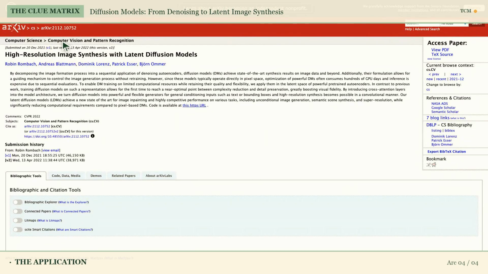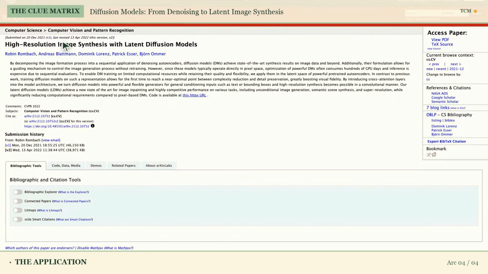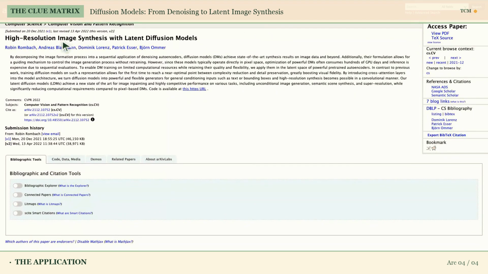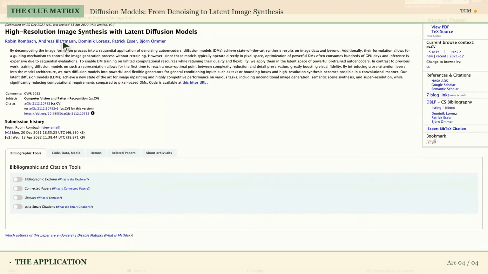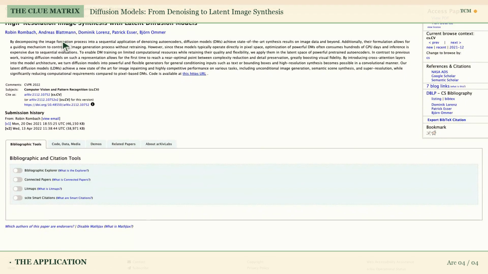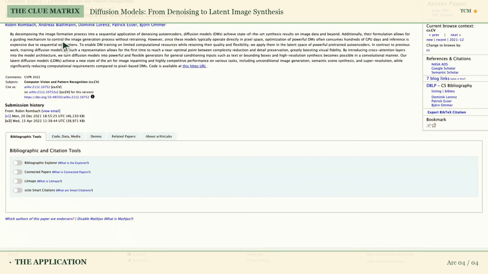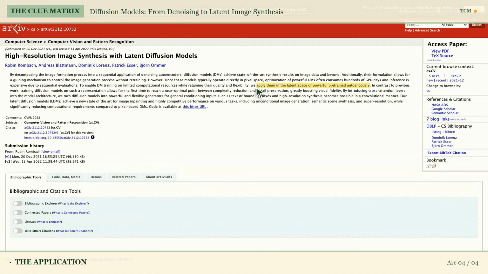That's where latent diffusion models, or LDMs, come in. The core idea is to move the computationally intensive denoising process out of pixel space into a more manageable one. So instead of denoising pixels directly, we denoise something else? A compressed representation that's easier to work with? Exactly. This paper proposes to apply them in the latent space of powerful pre-trained autoencoders. This improves efficiency dramatically because the latent space is much smaller than the original pixel space.